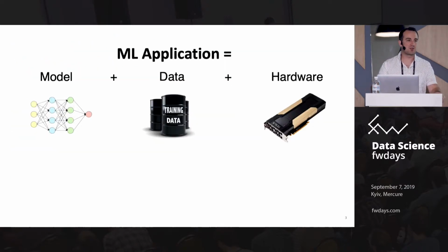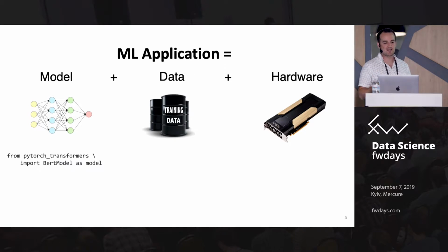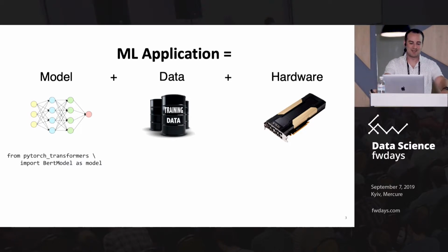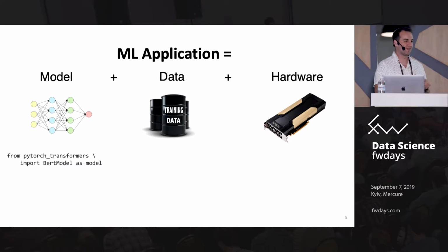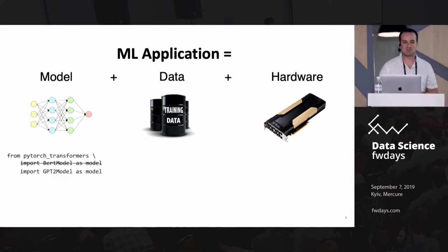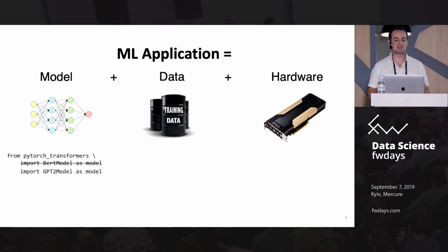You can think of machine learning applications as having three components. There's a model, there's data, and there's hardware. And thanks in part to fantastic libraries like Hugging Face's PyTorch transformers, it is becoming increasingly easy for everyone to have access to state-of-the-art models with literally just a few lines of code. Pip install the library and then import BERT or import GPT-2 or whatever the latest, greatest model is. This is now super accessible.